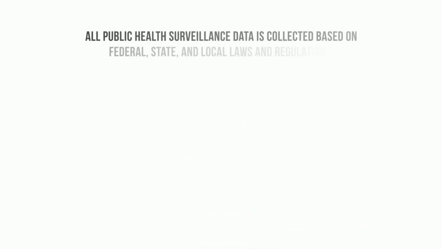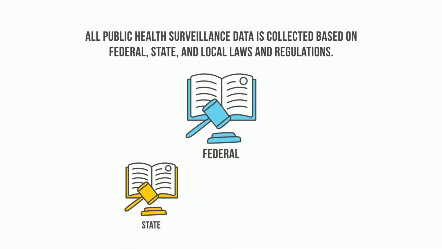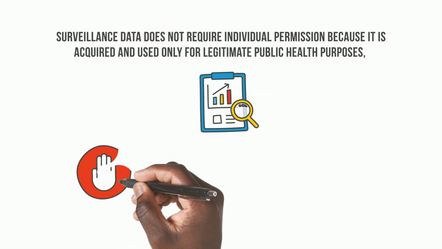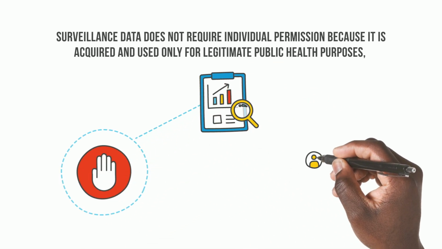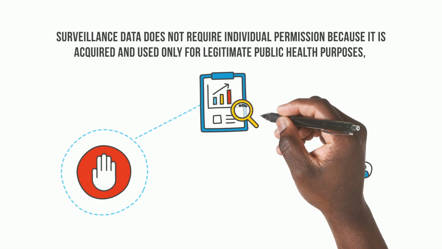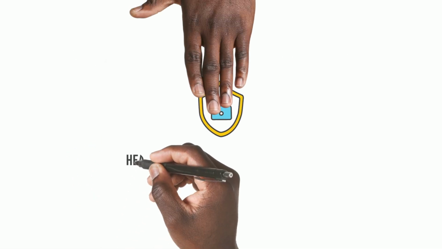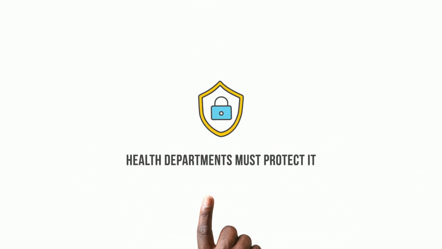In addition, all public health surveillance data is collected based on federal, state, and local laws and regulations. Surveillance data does not require individual permission because it is acquired and used only for legitimate public health purposes, including efforts to prevent disease and early death or promote community health. Therefore, health departments must protect it.